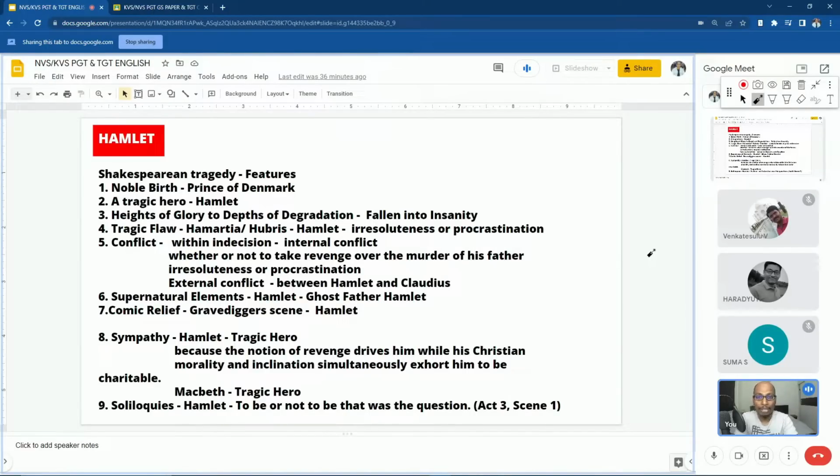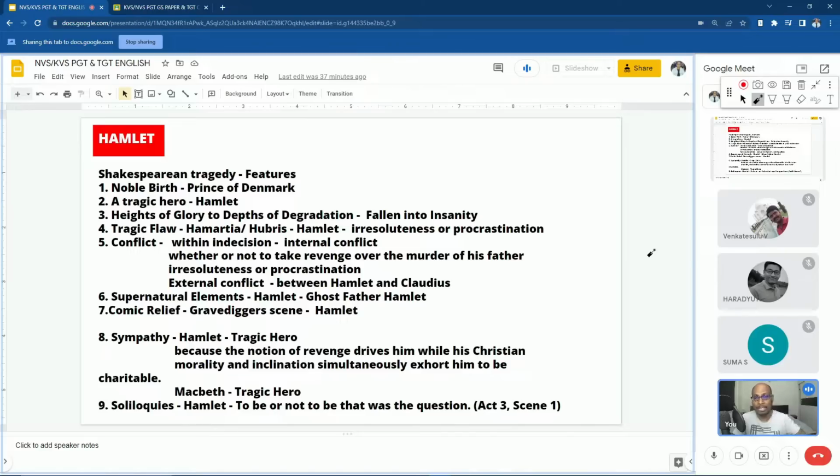Yes, sir. What we are doing is applying the skeleton of tragedy features to Hamlet, and if Hamlet fits into that skeleton, then Hamlet is considered a tragedy. That means we are taking the skeleton structure of a tragedy and applying it to all the Shakespearean tragedies. Correct? Yes, sir. In every Shakespearean tragedy, we will find a tragic hero, a tragic flaw, a conflict within and without, and a supernatural element.